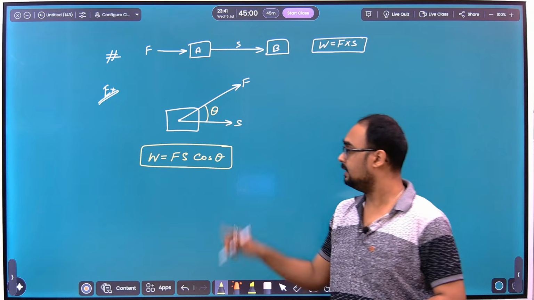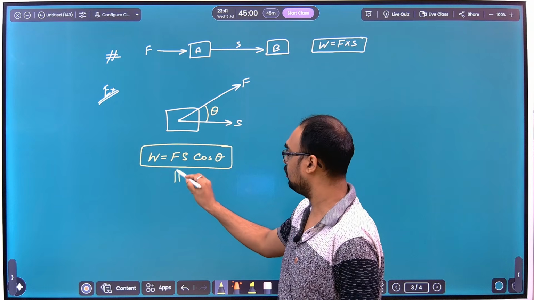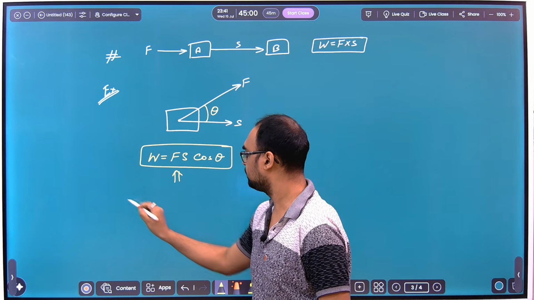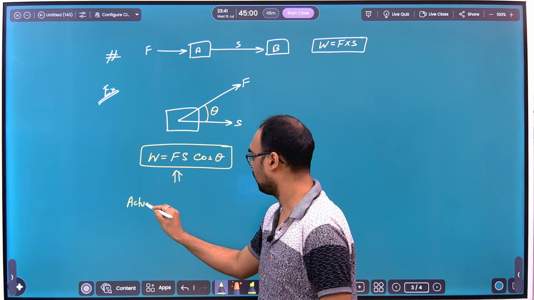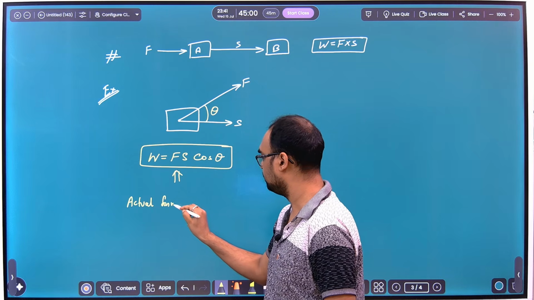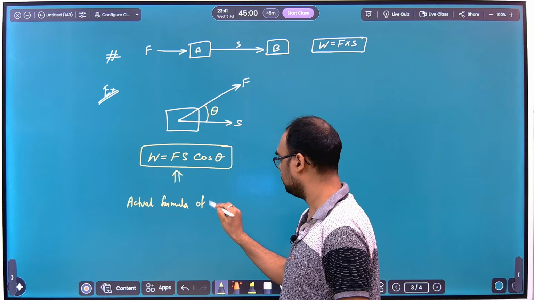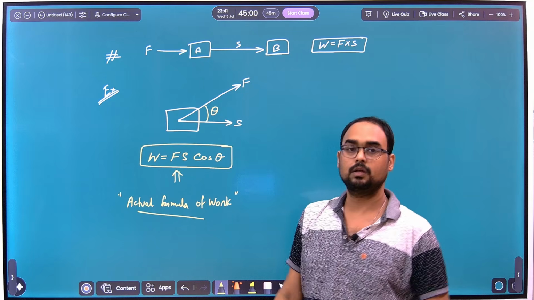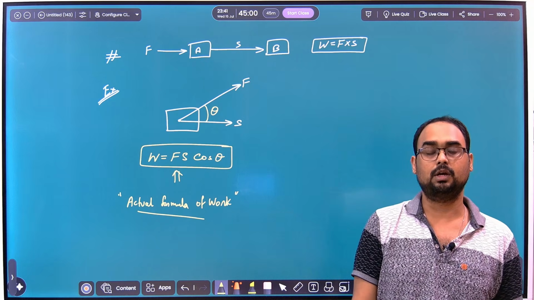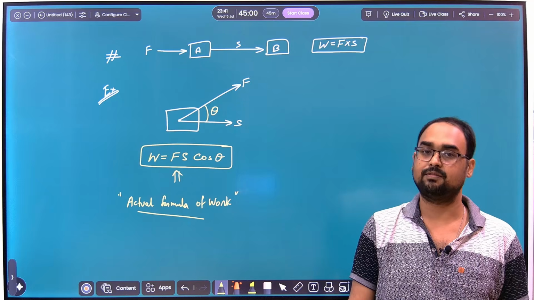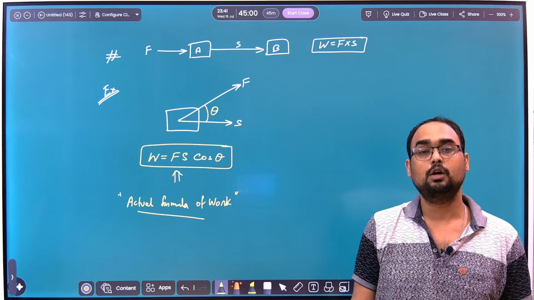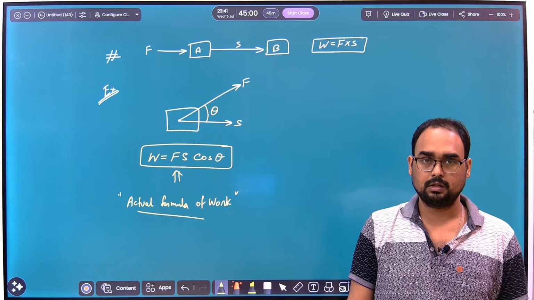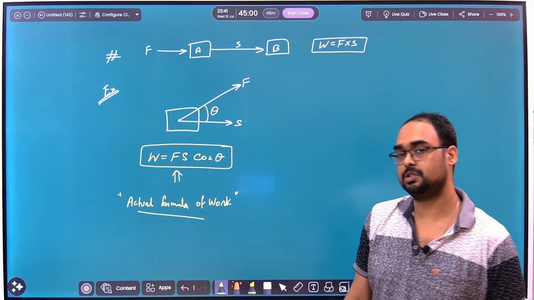And that's why this Fs cos theta is said to be the actual formula of work. This is the actual formula for work, W equals Fs cos theta, because this formula goes with all the conditions. Now, we will take each condition separately.